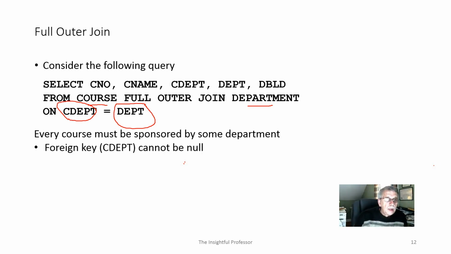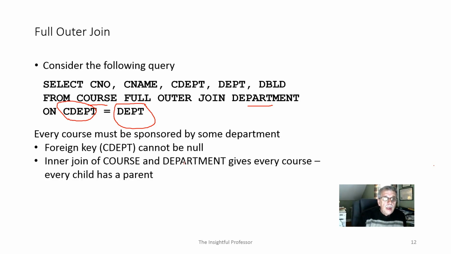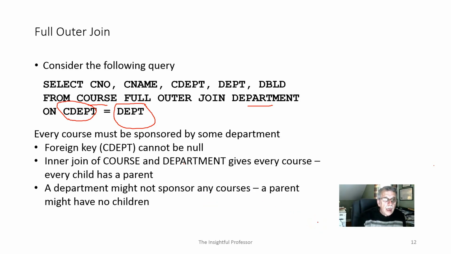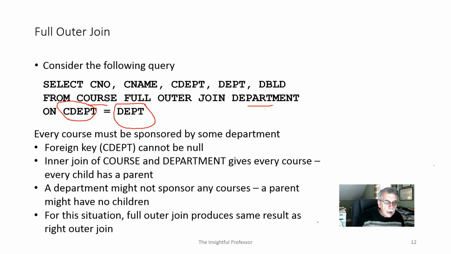Okay, so every course has to be sponsored by a department, which means the foreign key cannot be null. The inner join of course and department will produce every course because every child has a parent. And then a department might not sponsor any courses, so it is a possibility that you can have a parent with no children. And with that background, which I gave to you already, we demonstrated the exact behavior, and it seems to be quite reasonable. So for this situation, then, full outer join produces the same result as simply the right outer join, because we designated department, the parent, as the right table. So kind of keep that in mind.